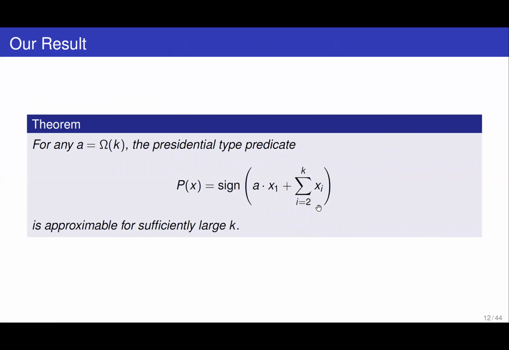Our result is the following. We showed that if a, the weight of the president, is at least some constant times k, then the presidential type predicate is approximable for sufficiently large k.